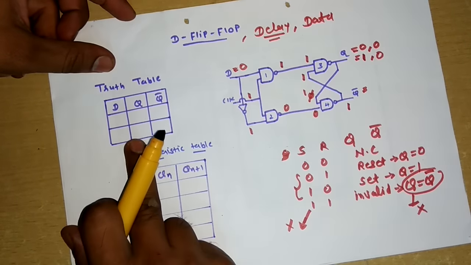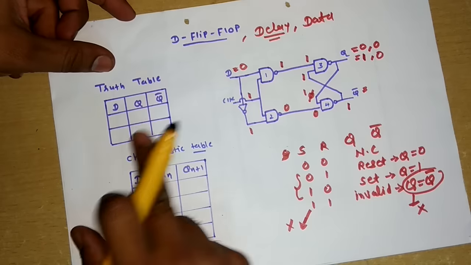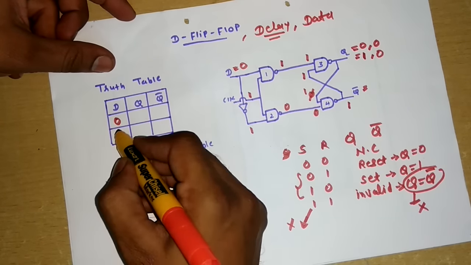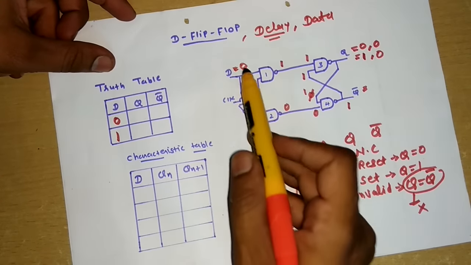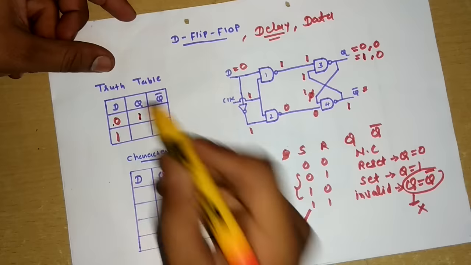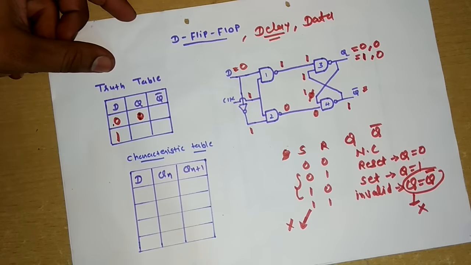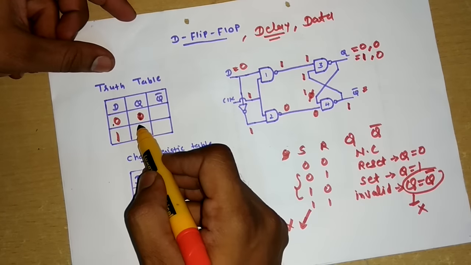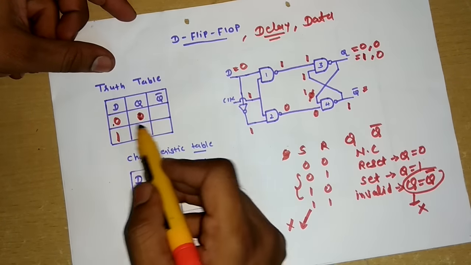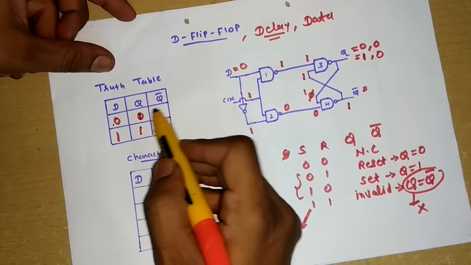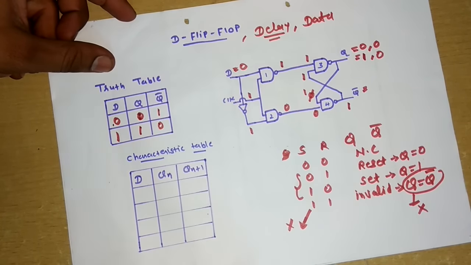So if you want to make the truth table of the D flip-flop, because it has only one input, only two possibilities are there, either 0 or 1. Right? Now using this logic, if you apply 0 input, you will get 0 output. If you apply 1 input, or make D equal to 1, you will get 1 as output, the same output, right? These two are the inverse of each other, so this becomes 1, this becomes 0.